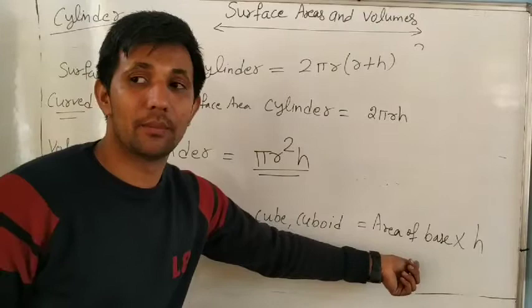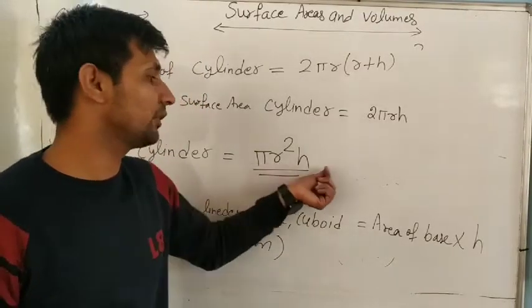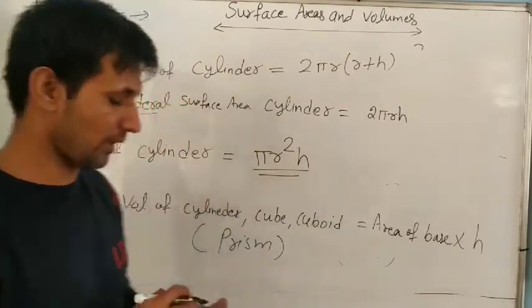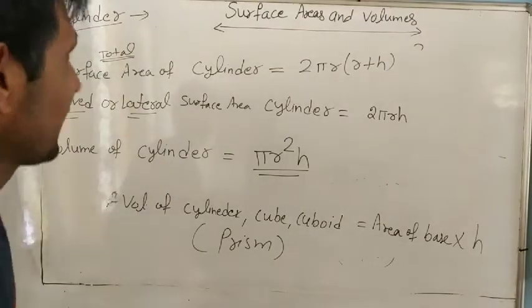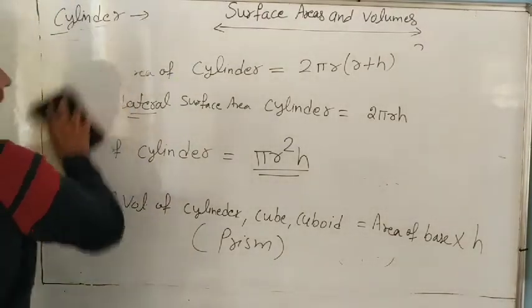A circle, base pi r square into h. Understand? So you can find this. Okay.